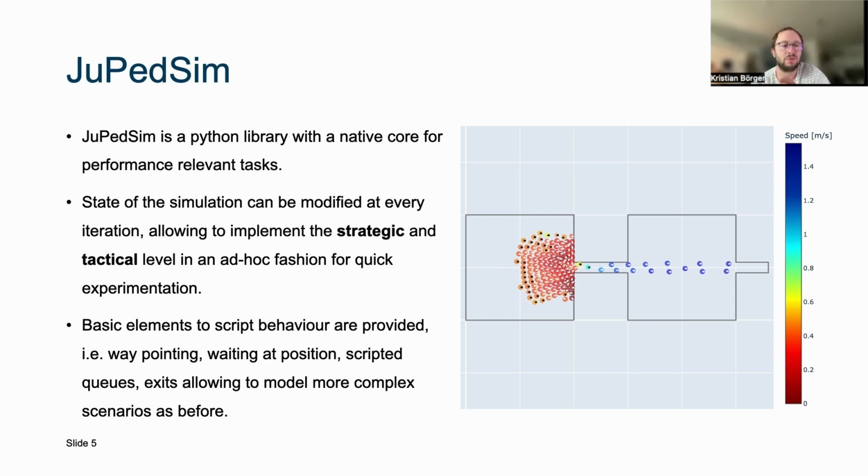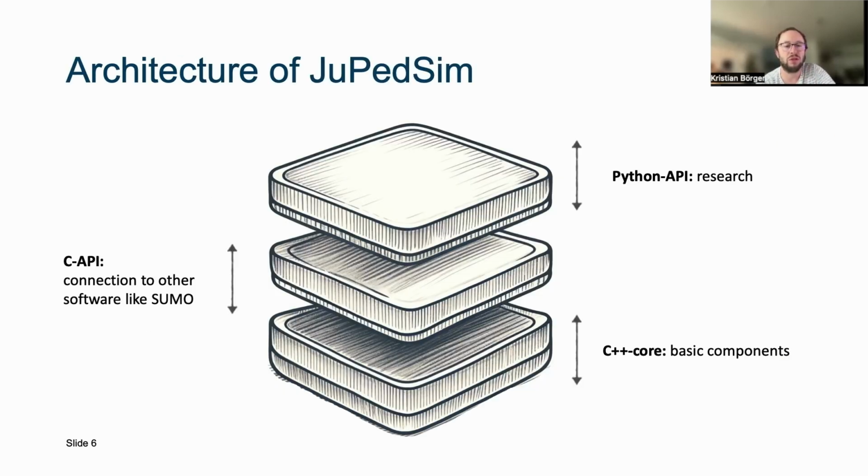several things like route decision, walking speed, or behavior of the agents, which allows experimentation, for example, on a very quick level. And the software can be accessed by basic scripting elements that are provided for wayfinding or scripting queues, axis, and also for modeling of the whole geometry of the cases.